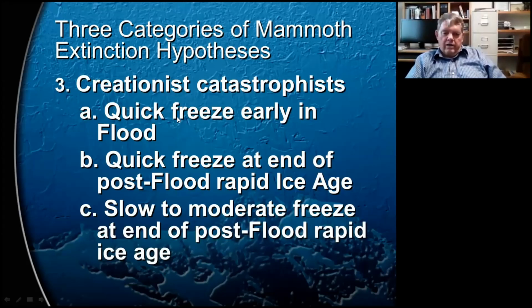And we're divided into three groups. There's those that believe a quick freeze early in the flood. That's Walter Brown in his model, that they died early in the flood from a quick freeze. Number two, there was a quick freeze at the end of the post-flood rapid ice age. And number C, a slow to moderate freeze at the end of the post-flood rapid ice age. So the only difference between B and C is how fast they froze. So the question is, did we have a quick freeze?